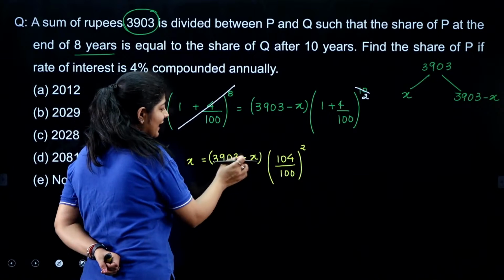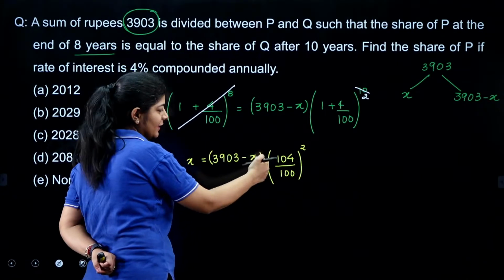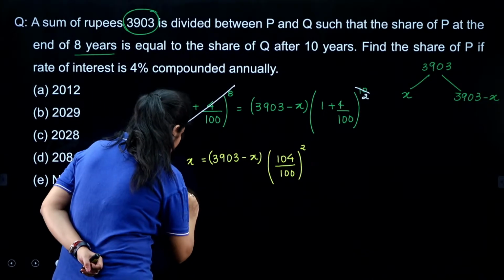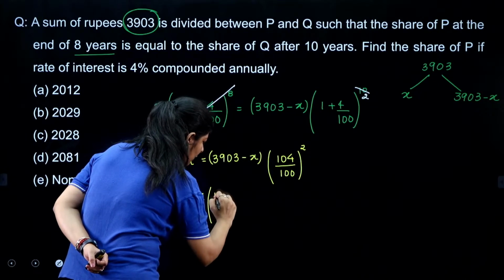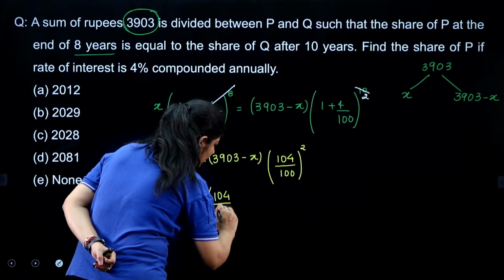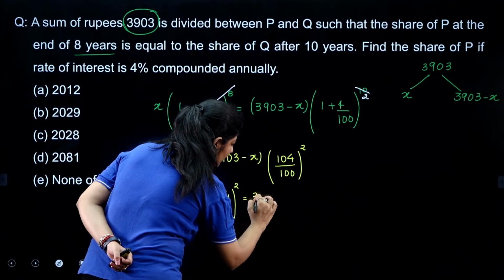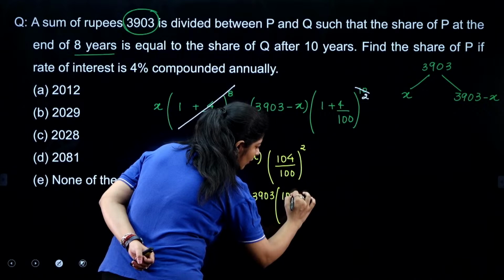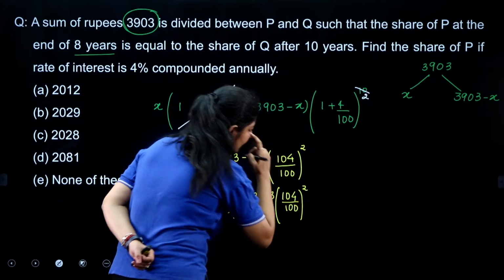Now as we are having x over here and over here as well, we just transfer this x to this side so that we can get the variable on one side. So x plus x into (104/100) squared is equal to 3903 multiplied by (104/100) squared.